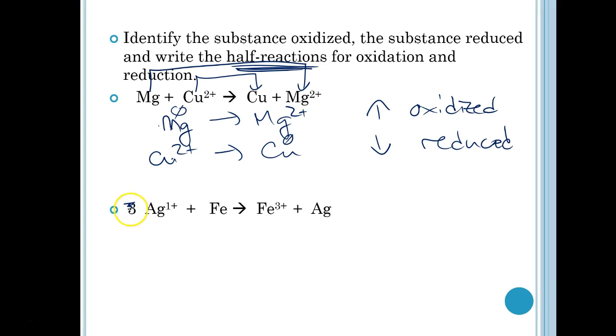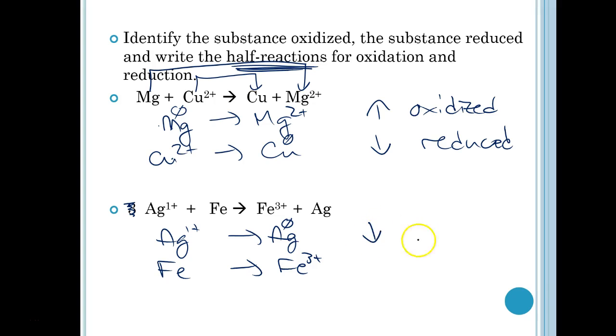Oops, let's get rid of that 3. Okay. I'm going to write the half reactions. Ag1+ goes to Ag. Fe goes to Fe3+. So if I look at those, Ag1+ going to Ag, element in its standard state, oxidation number went down, it was reduced. Fe, element in its standard state, goes to Fe3+, oxidation number increases, it was oxidized. And that's all you really have to look at. We're not going to talk about balancing them just yet.